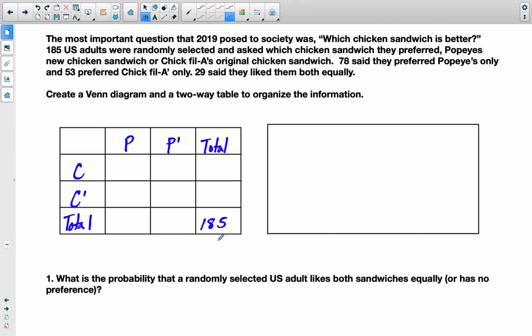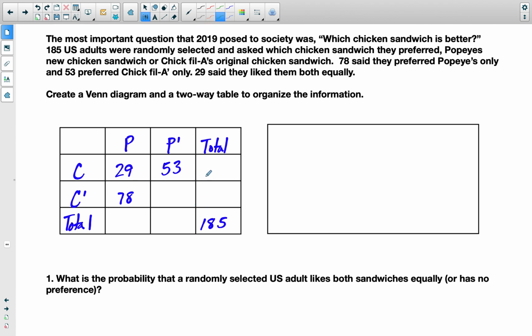And then what information was I given? I was given that 78 said they preferred Popeyes only, so go to Popeyes and not Chick-fil-A and put in 78. 53 preferred Chick-fil-A only, so go to Chick-fil-A and not Popeyes, put in a 53. And 29 said they preferred them both equally, so people that like Chick-fil-A and Popeyes, where those two meet, is going to be 29. Now I can use my math skills.